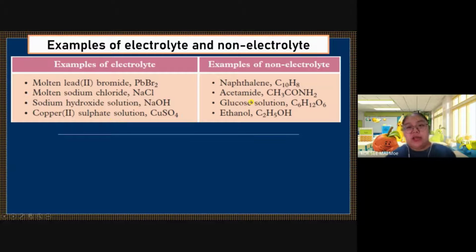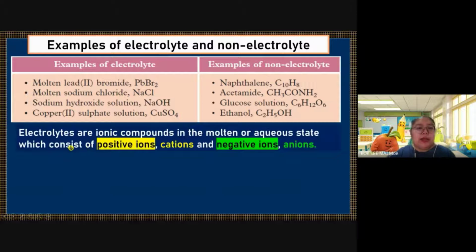Now you see the non-electrolytes. Non-electrolytes have only one name. Although inside there is carbon and hydrogen, they are already mixed and cannot separate. So we have naphthalene, acetamide, glucose solution, and the last one, ethanol. These are all non-electrolytes. That means they cannot separate into positive ions and negative ions. So normally we never memorize, right? We just look at the name. When the name has two parts mixed together, that one is surely an electrolyte.